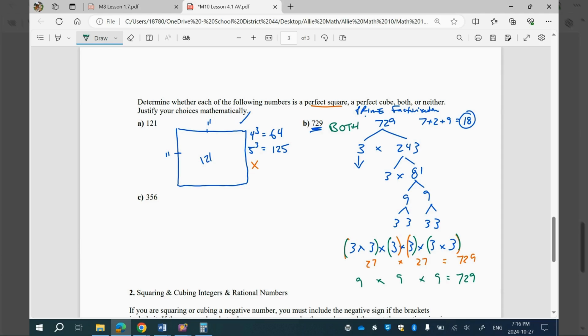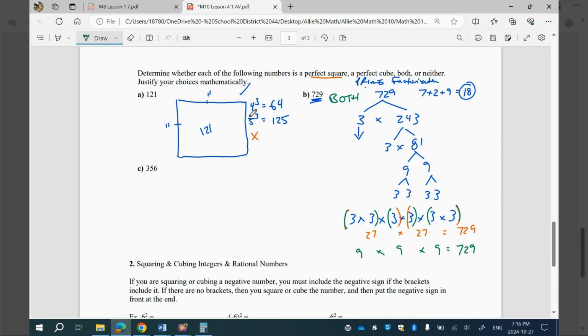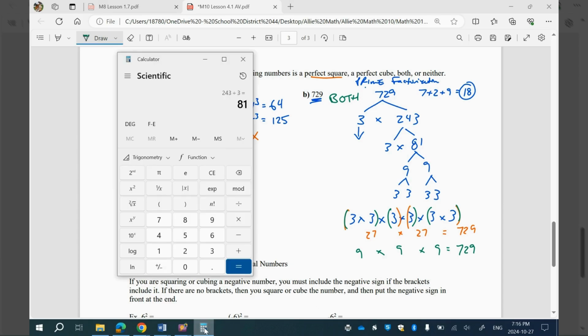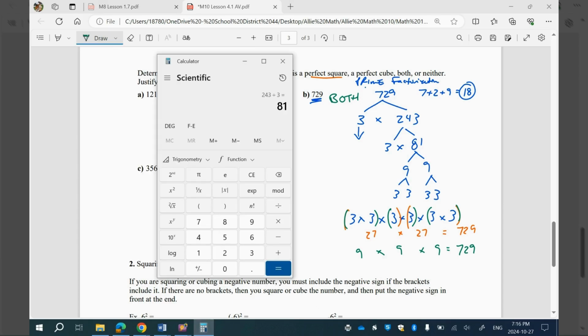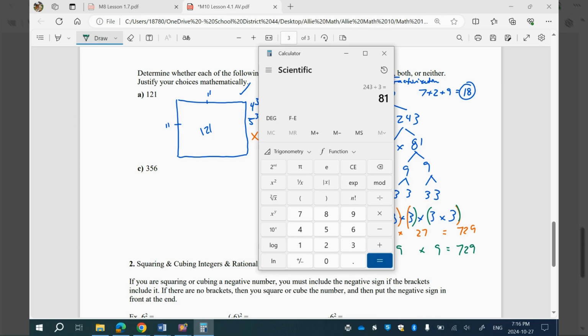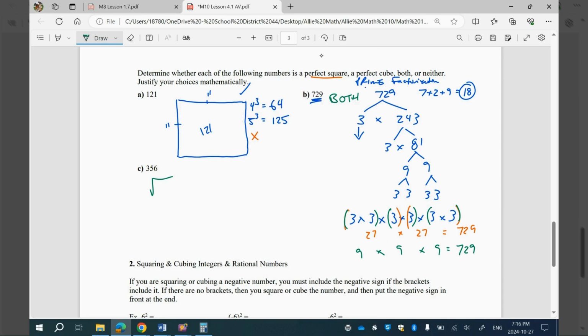And the last one, I don't know, several methods. We use a diagram, we use prime factorization. How about we just use the calculator? Let's see. If we do the square root of 356, do we get a whole number? No, 18.86. So let's do that. 18.87, I guess.